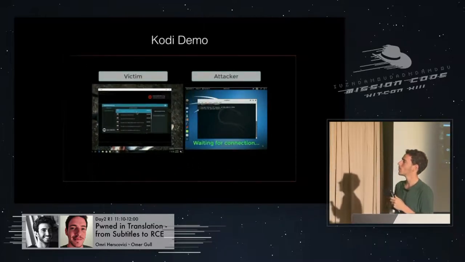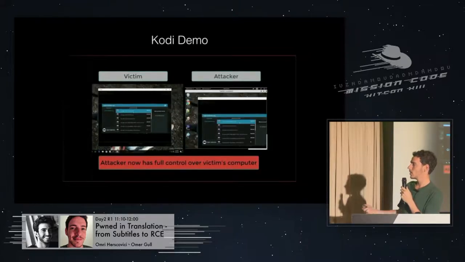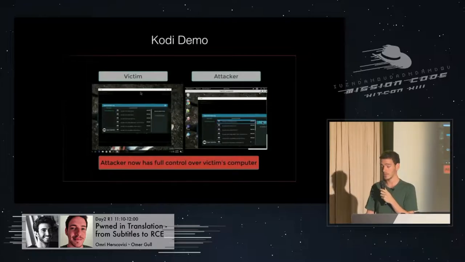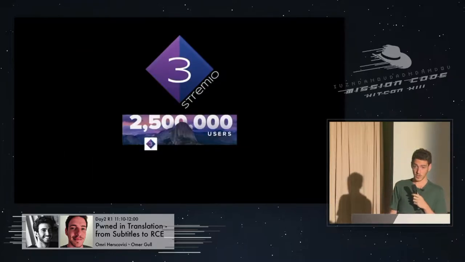Again, we see the attacker's perspective. We get a reverse shell and TightVNC. Now we have complete control over the victim's computer. So, moving on to the next victim.